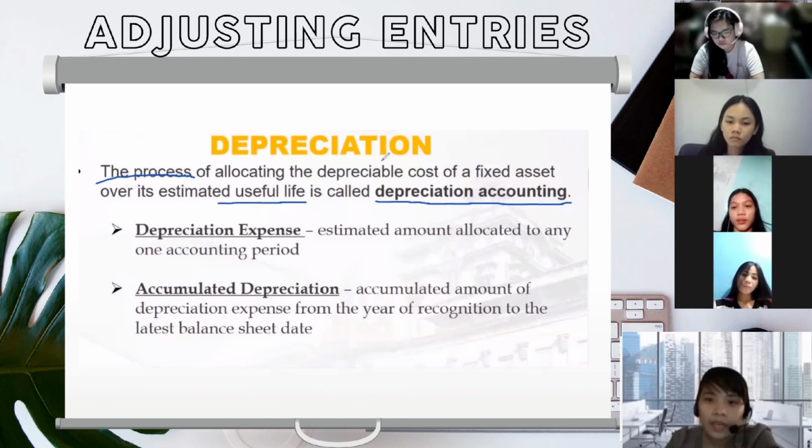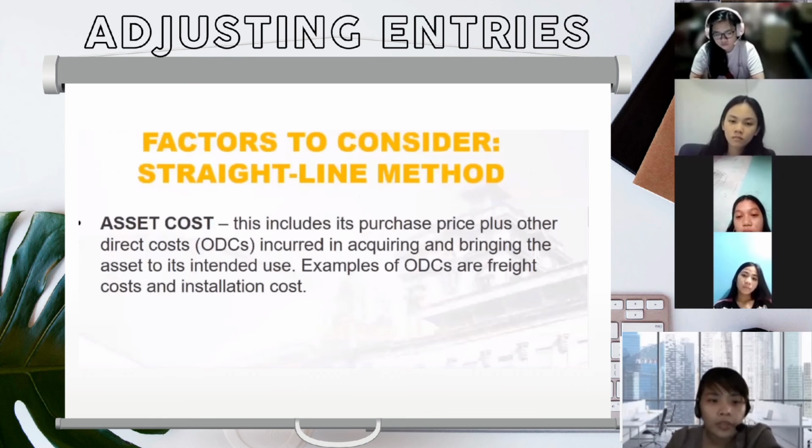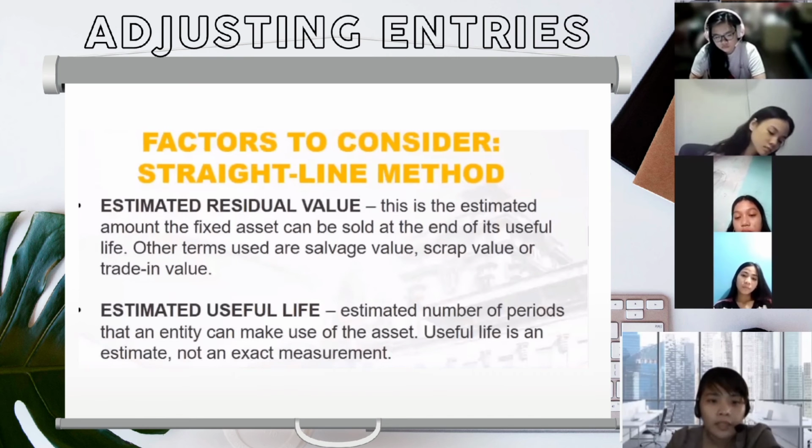May fixed asset tayo na nagdi-depreciate. A very good example yung furnitures and fixtures, right? Etc. Okay? So may tinatawag tayong the straight line method. Ito yung simplest method. Service value declines as a function of time rather than use. Okay? So ano ba yung mga factors to consider? Asset cost, estimated residual value, saka estimated useful life.